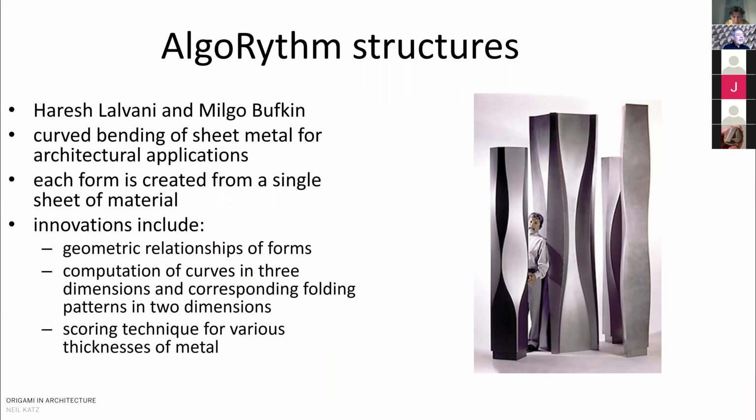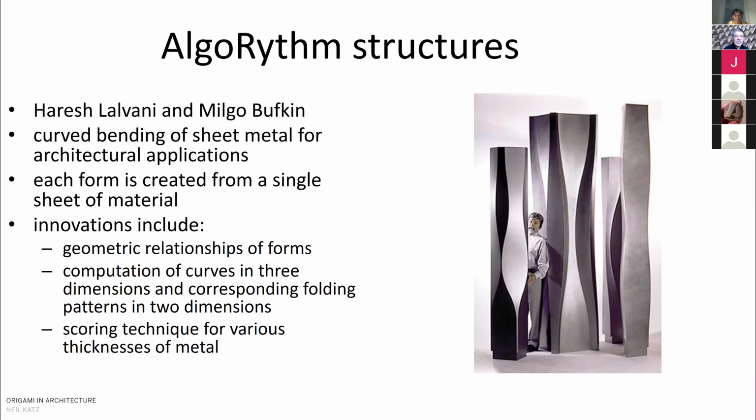When I was studying at Pratt, I was studying with Haresh Lalvani. He was actually my mentor, and I took many classes with him, and even after school continued to collaborate with him. And one project that we worked on together was a collaboration with Milgo Bufkin, who's a metal fabricator located in Brooklyn. And we were studying how to create curved bending, curved folds using metal, using sheet metal, right? That's what Milgo Bufkin does. They do a lot of work for architects. They also work with artists.